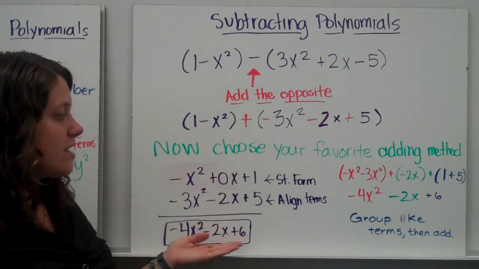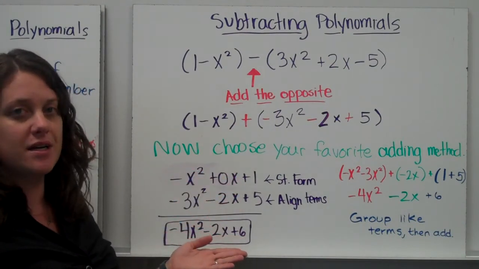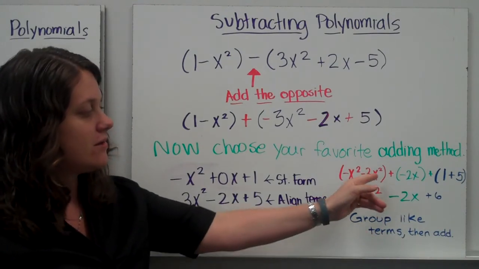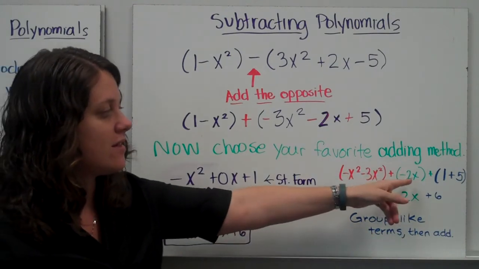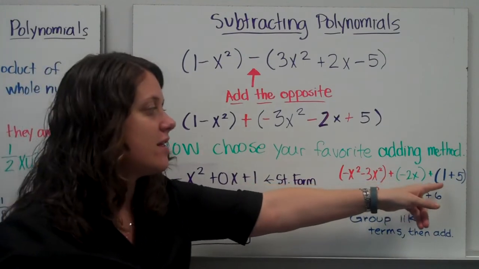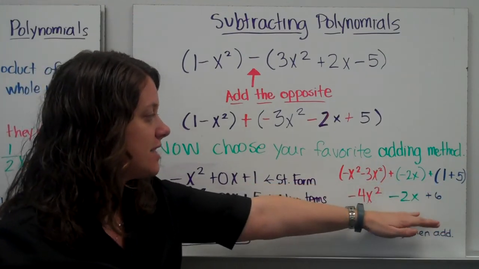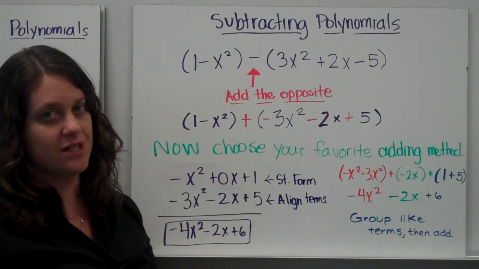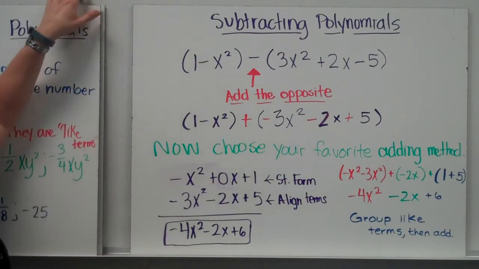You could either use standard form and align the terms and then combine, or you could use this one, or you group them. So I grouped the highest degree, the squared, and then I grouped just the x's, and then I grouped the numbers. And I came up with the same exact answer no matter which method that I used. So either one is fine. Let's do one more example.